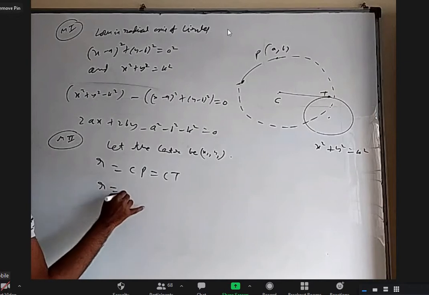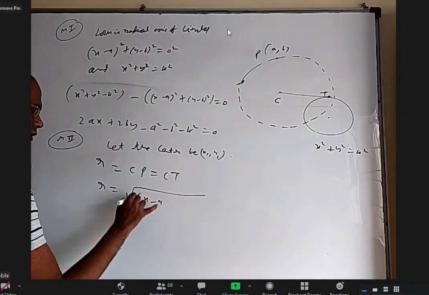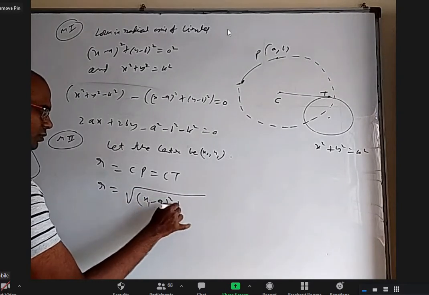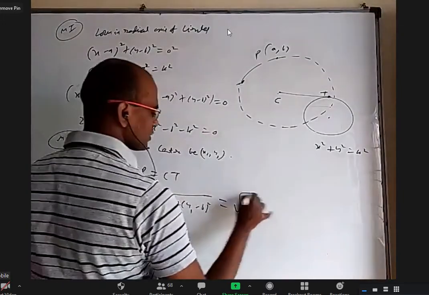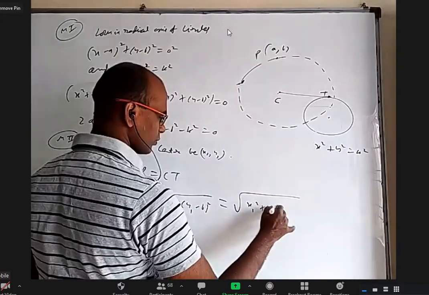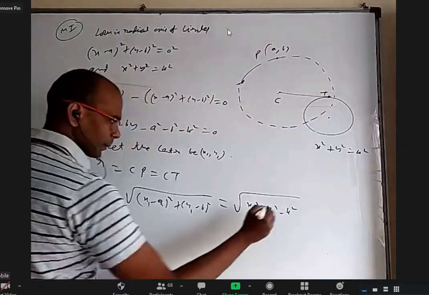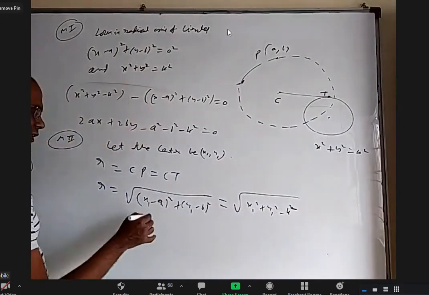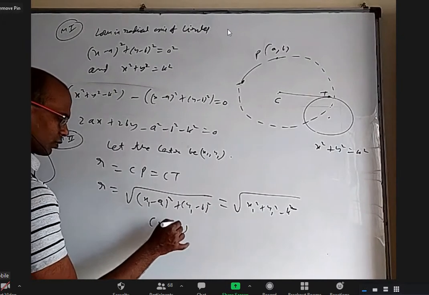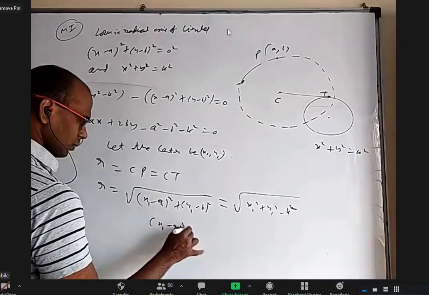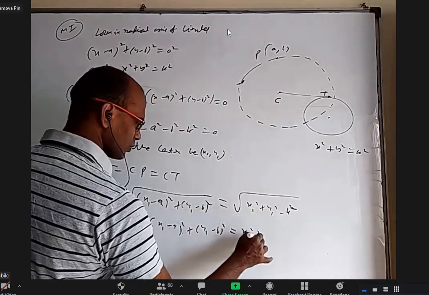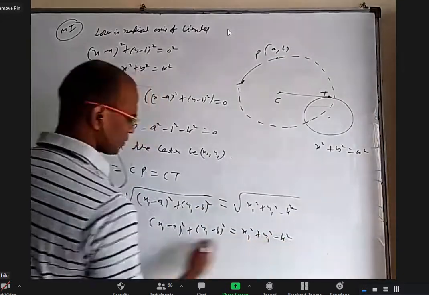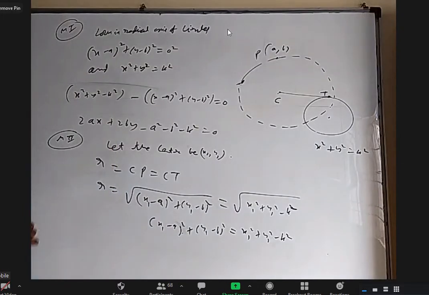CP is the square root of (x1 − a)² + (y1 − b)². CT is the length of the tangent, the square root of x1² + y1² − k². Same thing, if I expand it, it is the same: (x1 − a)² + (y1 − b)² is equal to x1² + y1² − k². Expand it to get the same thing.